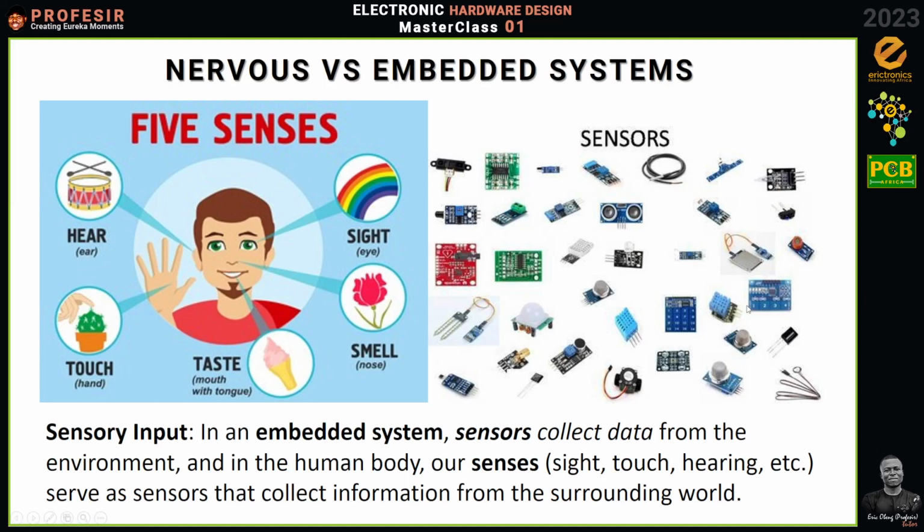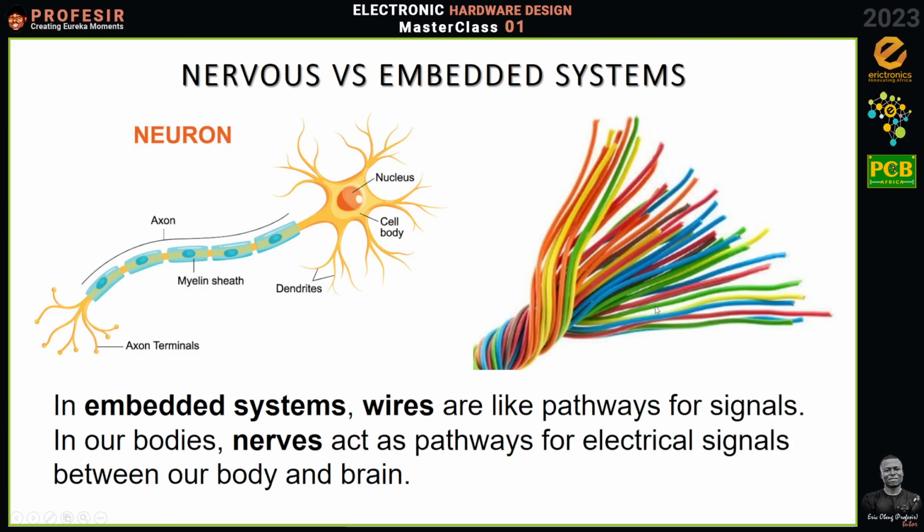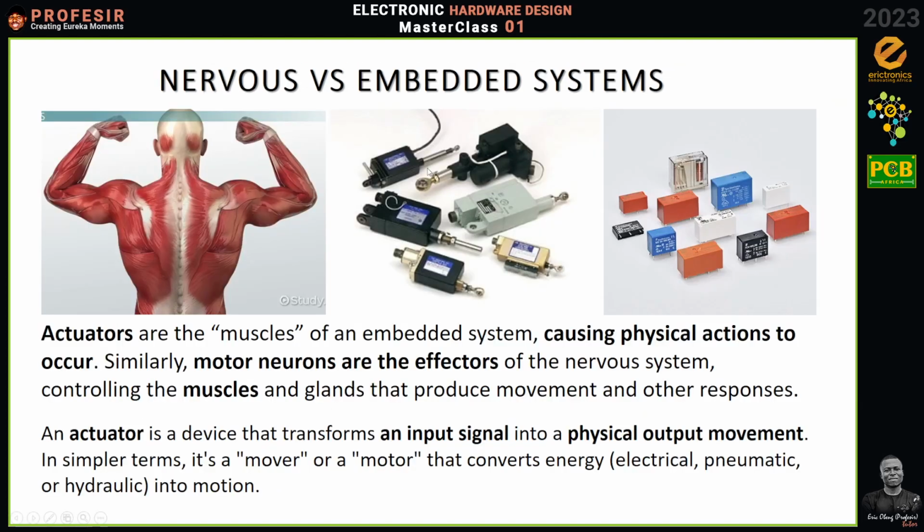Then when the signals are generated, these signals have to travel. In the human body, these signals travel through what we call the nerves or the neurons. But for embedded systems, our neurons become our wires, our PCB traces, and all those things, right? So as I said earlier, these things do share some similarities, and once you understand it, you realize that it is actually something interesting.